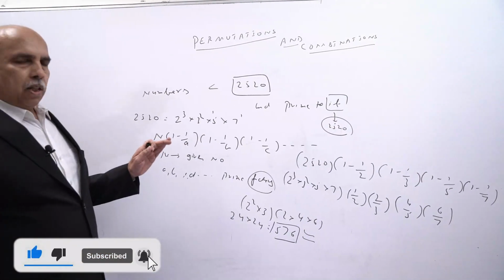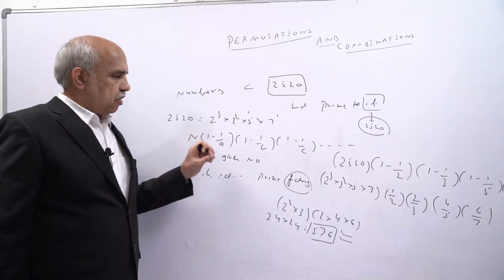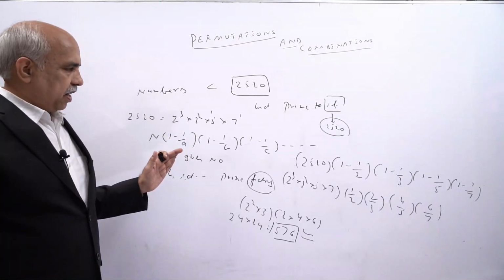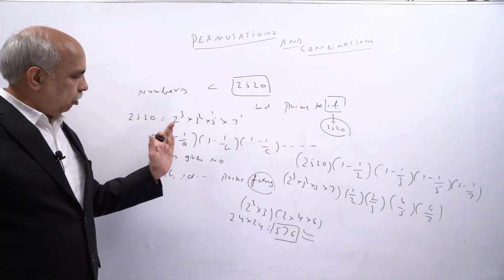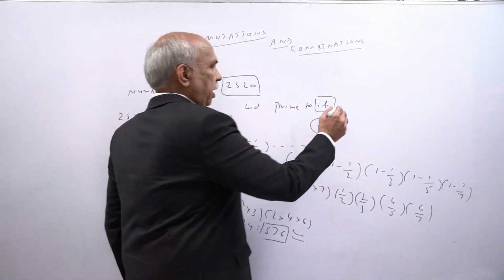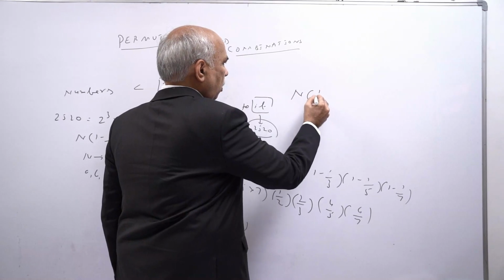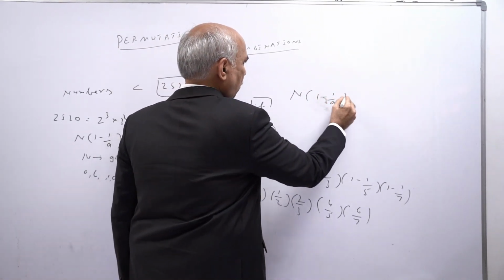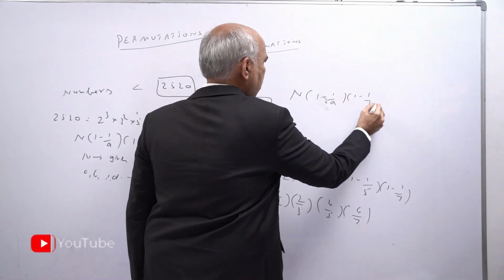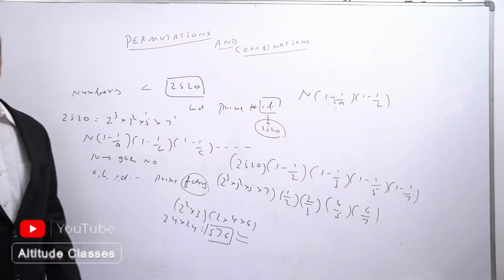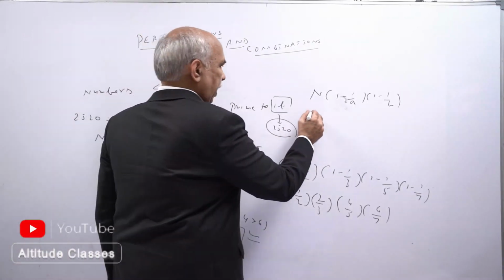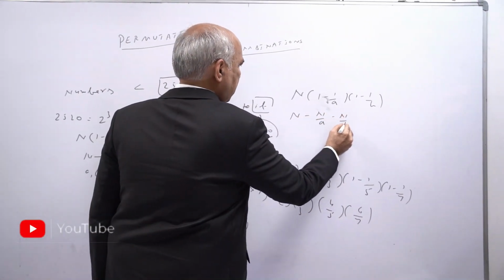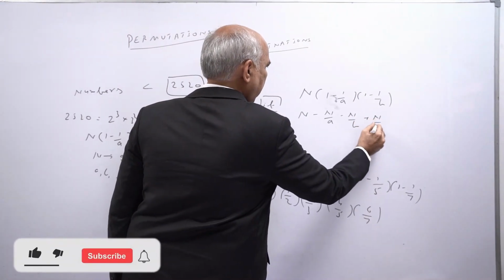Now, what is the simple logic which I am using here? That's very important to know. For understanding's sake, I don't take 4 factors, I take only 2 factors. Say, for example, n into 1 minus 1 by a into 1 minus 1 by b. Simplify this. What will I get? N minus n by a minus n by b plus n by ab.